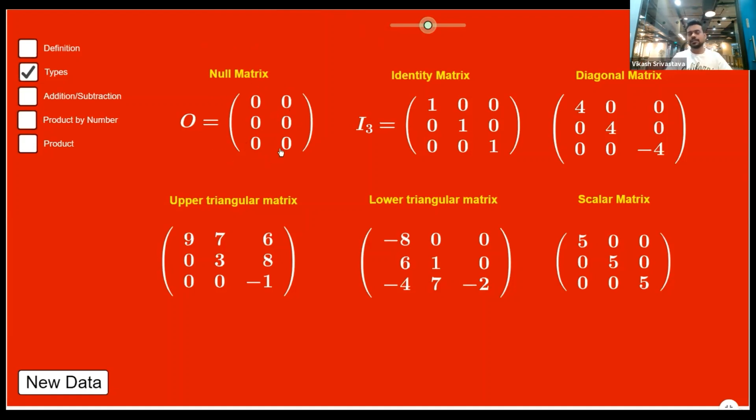Okay, so now let's talk about a null matrix. A null matrix is essentially a matrix of any order. In this case, what is the order? The order is simply 3 cross 2. So this is a matrix of order 3 cross 2, and all the elements will be 0. This is called a null matrix.